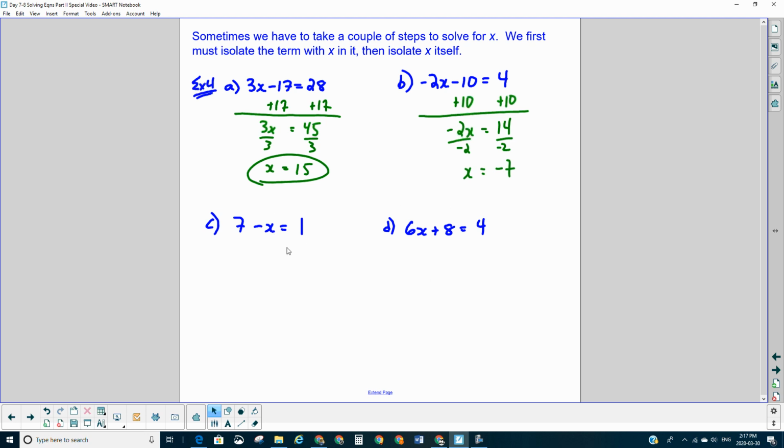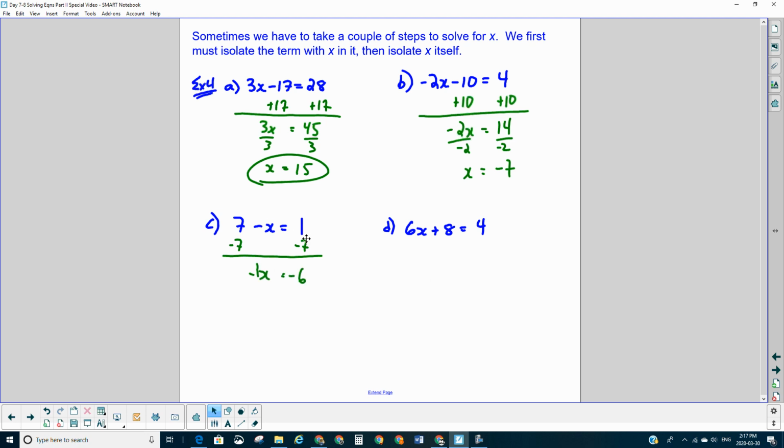Regardless of where that x is, we're still going to perform the same operations. We've got to get the term that has x in it by itself. So this thing we have to get by itself. So what I'm going to try and do is isolate that by doing the opposite operation on 7. This is a plus 7, so the opposite operation is to minus 7. But of course we have to do it to both sides. Be very careful here. If I'm getting rid of this 7, I'm left with a negative x.